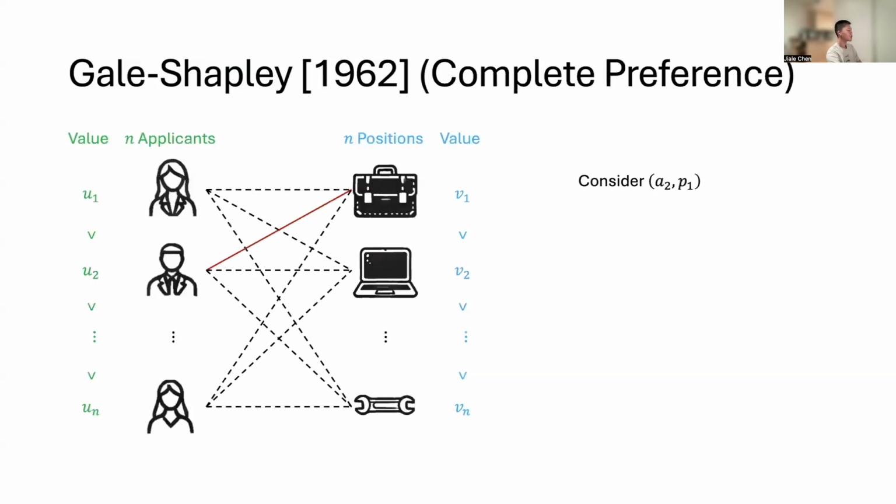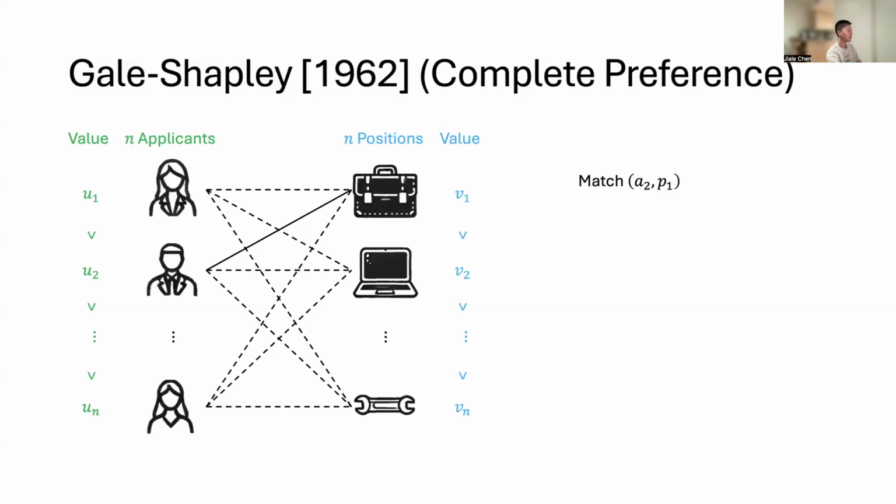Here is the illustration of how Gale-Shapley's algorithm works in our model, but with complete preferences, meaning there will be no interview phase. In the algorithm, it chooses an arbitrary unmatched applicant, let's say the second one, A sub 2. And the most preferred position of A sub 2 is P sub 1. Since P sub 1 is unmatched, the algorithm matches A sub 2 and P sub 1 immediately.